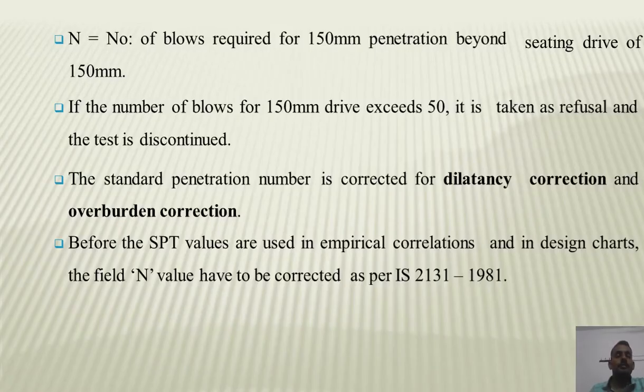If the number of blows for 150 mm drive exceeds 50, it is taken as a refusal and the test is discontinued. The standard penetration number is corrected for dilatancy correction and overburden pressure correction. Before the SPT values are used for empirical correlation and design charts, the field N value has to be corrected as per IS code 2131-1981.